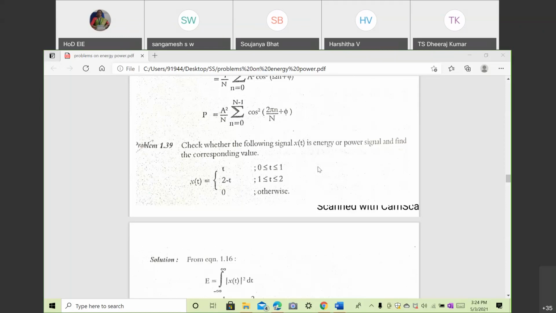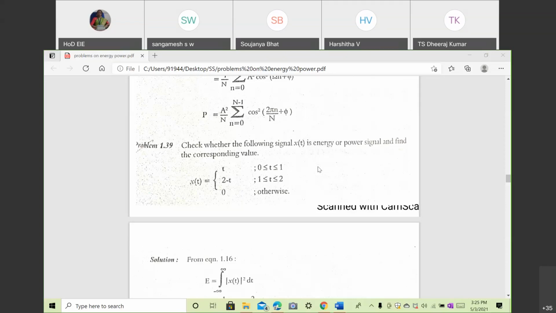Giving the x of t signal with some letter with the range, giving the waveform and asking whether it is an energy signal or power signal, giving the equation and asking to find out the energy and power. Like that, the ways of asking problems will change. So that's why we have to understand all varieties of problems: if they give it like this, how to proceed; if they give another form of equation, how to proceed; if they give a waveform, how to proceed for finding the energy and power of the signal.